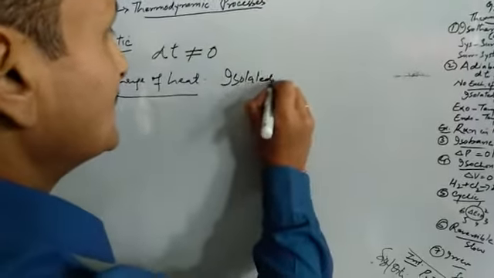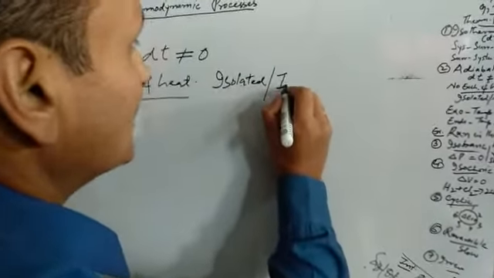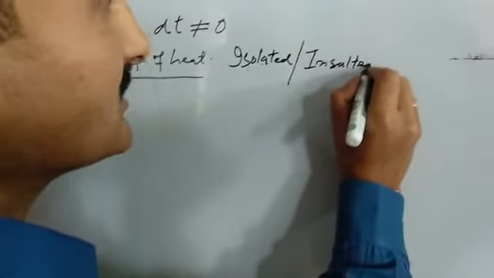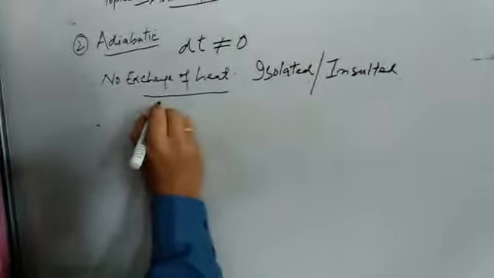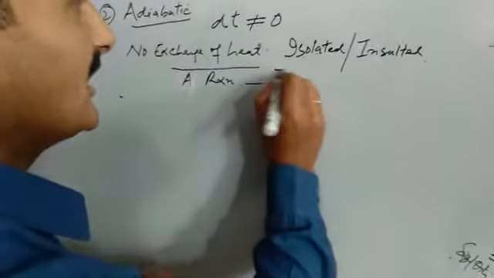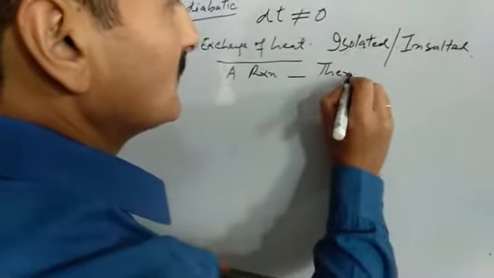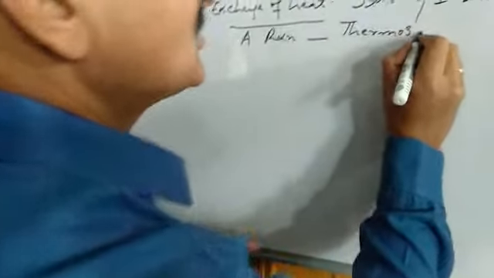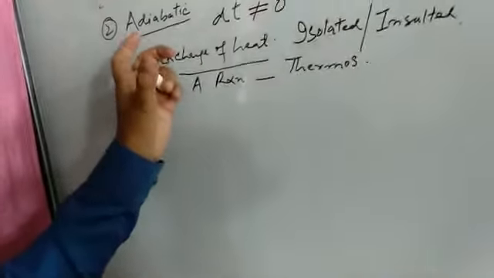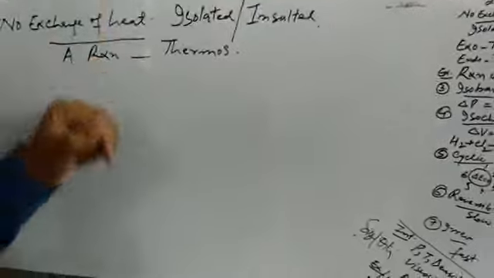Isolated means that such a reaction is taken in an insulated container. For example, a reaction that is carried out in a thermos flask. A reaction which is carried out in a thermos flask, that's an example of adiabatic thermodynamic processes.